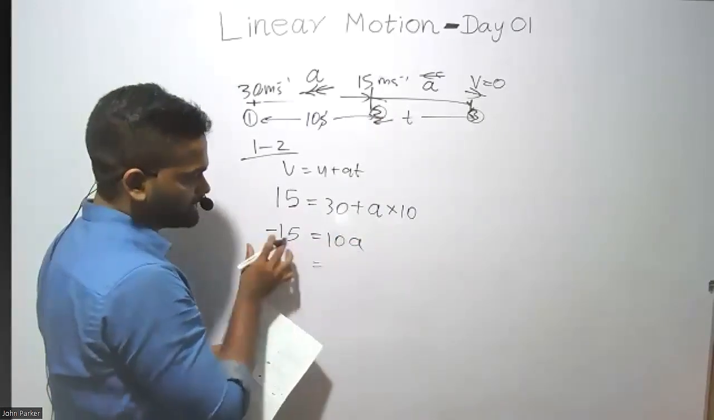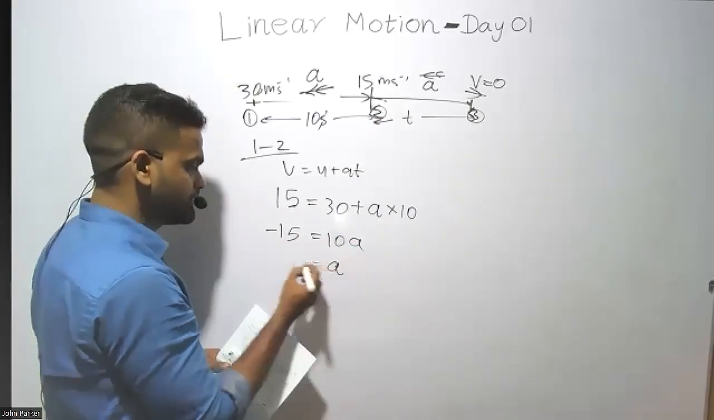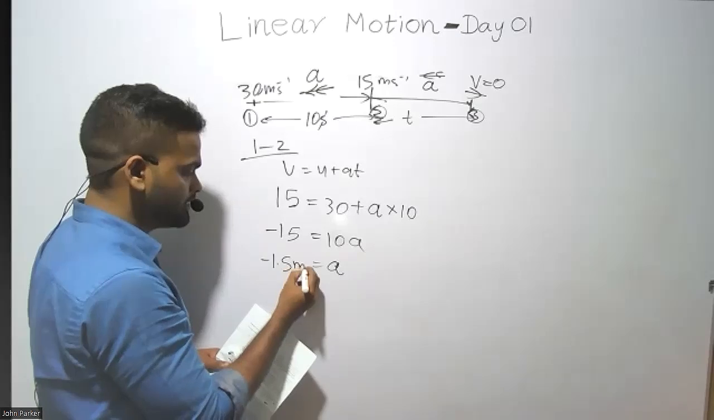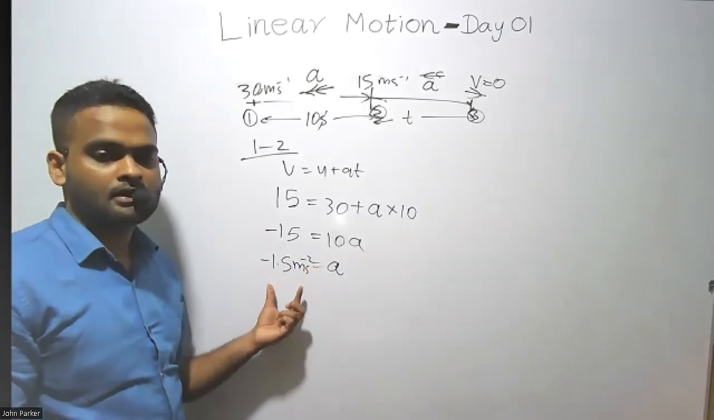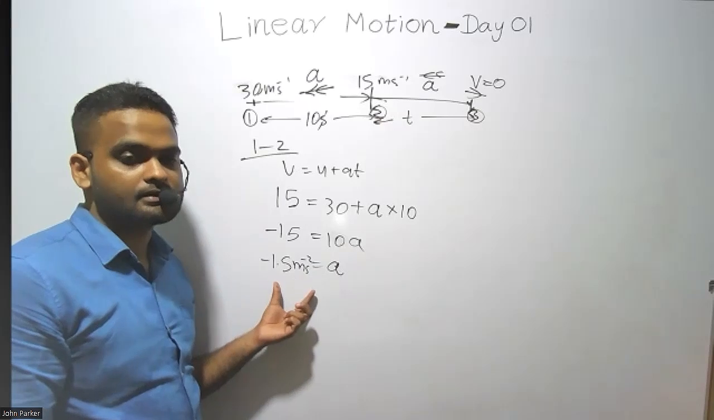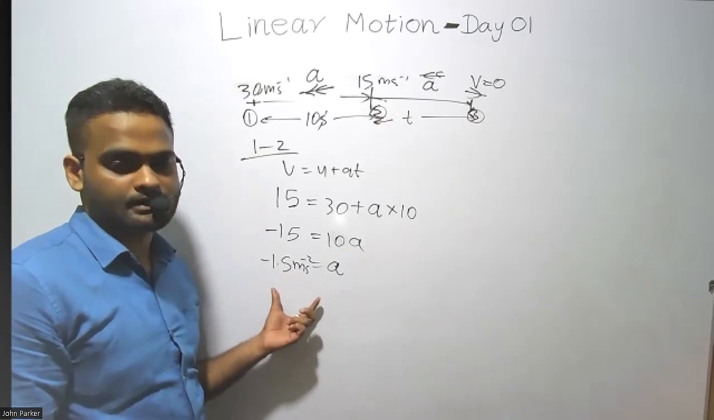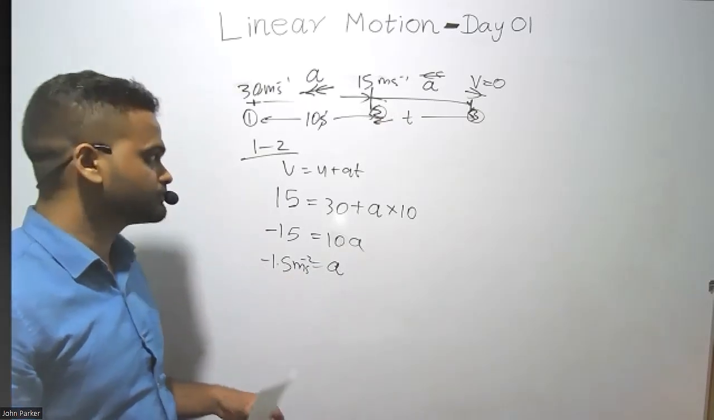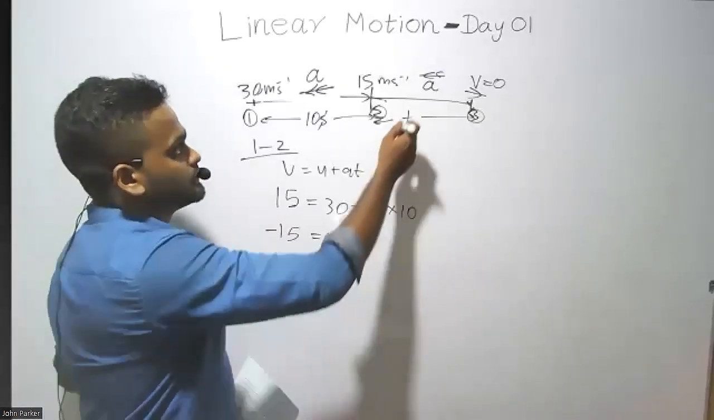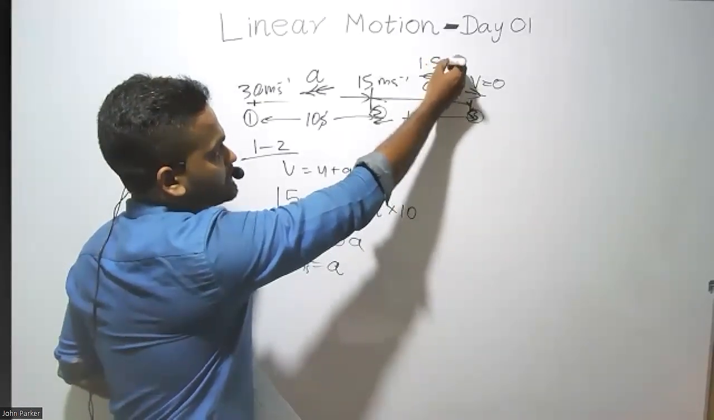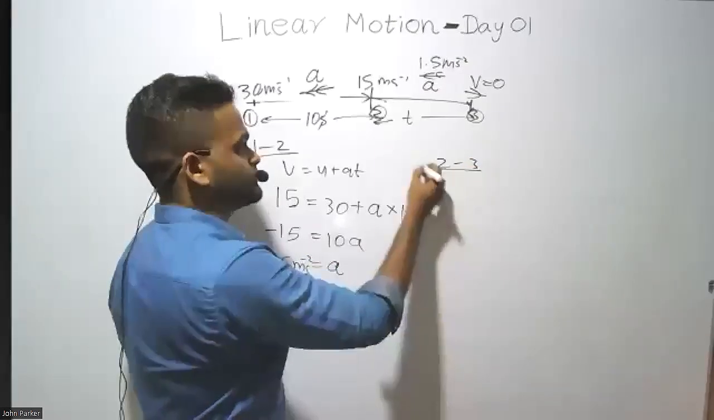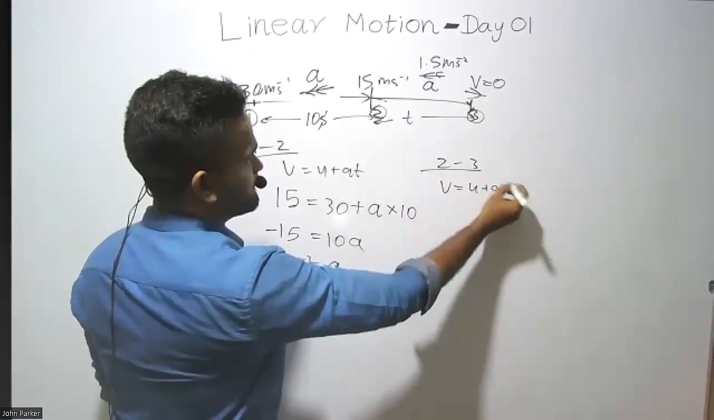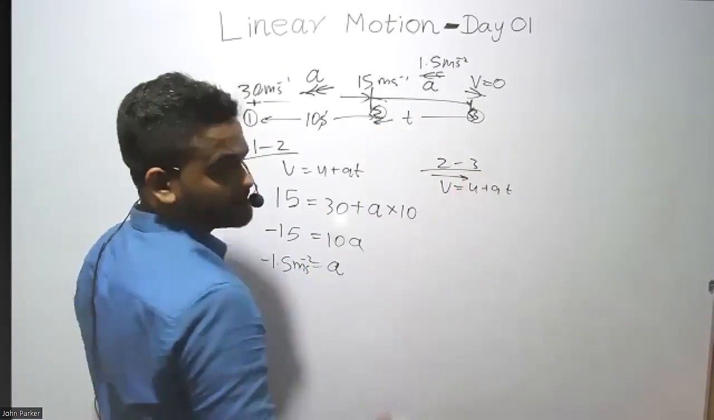When you divide by 10 on both sides, you get a negative value there. What does it mean? Negative value means this is a deceleration, right? That's why you got a negative value there. So here also you have the same deceleration. In order to find this time, just apply the same equation here as well, from 2 to 3. I'm applying this equation to this side.